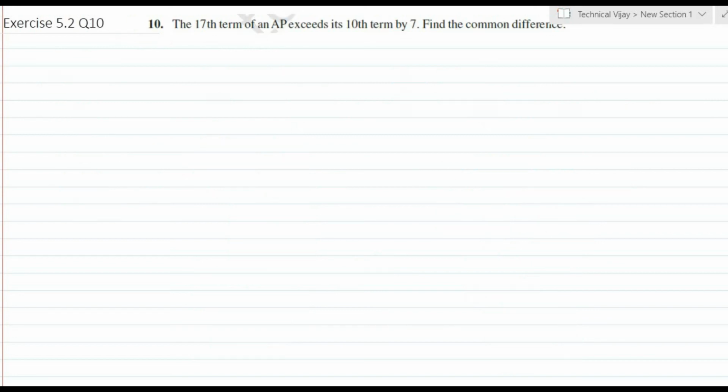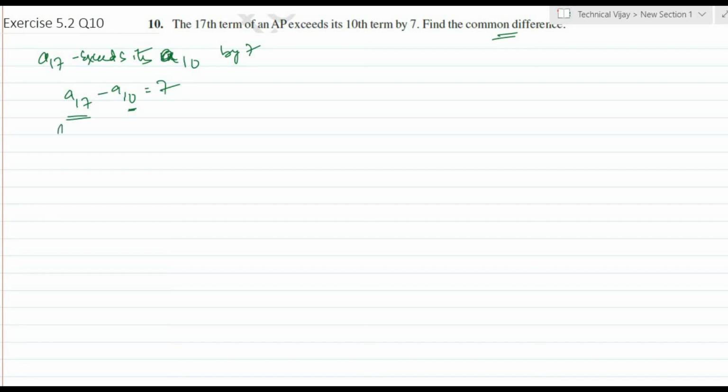The 17th term of an AP, that is A17, exceeds its 10th term, A10, by 7. Find the common difference D. That is, A17 minus A10 is equal to 7. This is the statement. The 17th term of an AP means A17, and the 10th term of the AP means A10. So the difference of these will be 7, that is, this minus this is equal to 7.